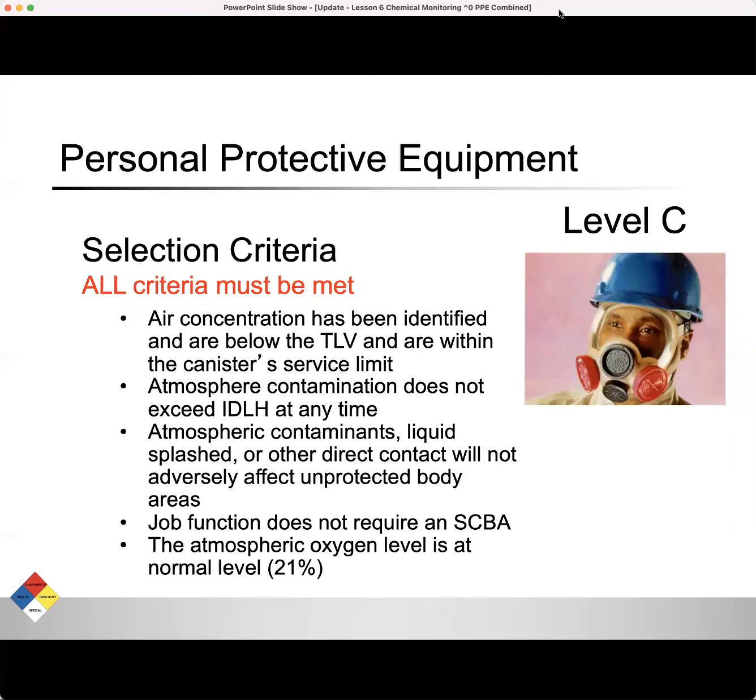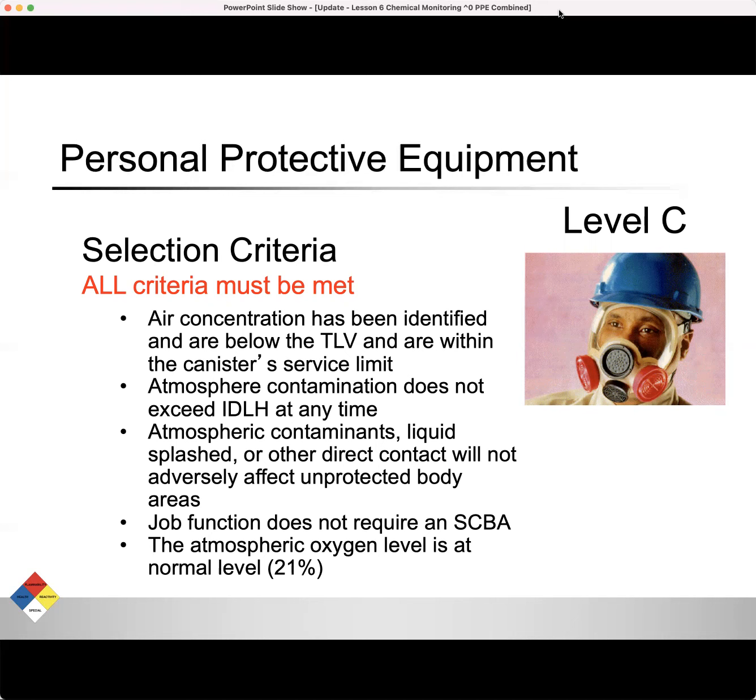In order to choose level C, all of the following criteria must be met. Air concentration has been identified and is below the threshold limit value, and within the canister's service limit. So you would put a chemical filtering canister, but they only will filter up to a certain concentration. The atmospheric contamination does not exceed IDLH at any time. The atmospheric contaminants, liquid splash, or other direct contact will not adversely affect unprotected body areas. The job function does not require an SCBA. And the atmospheric oxygen level is at normal level, 21% or 21.9%.